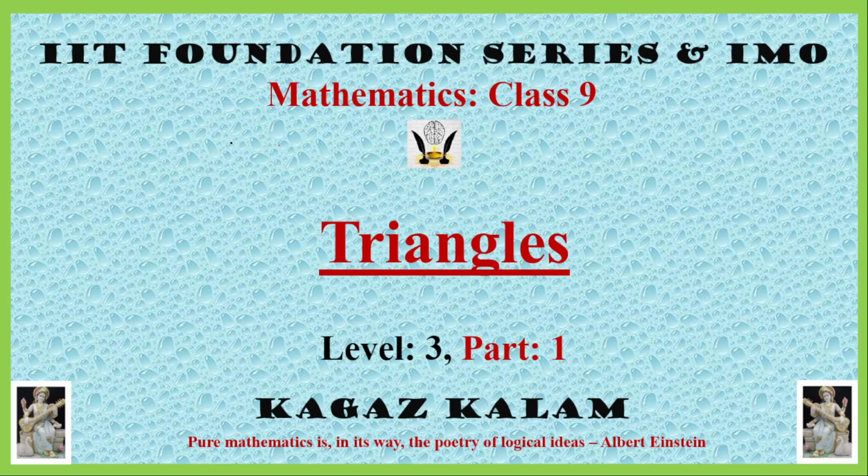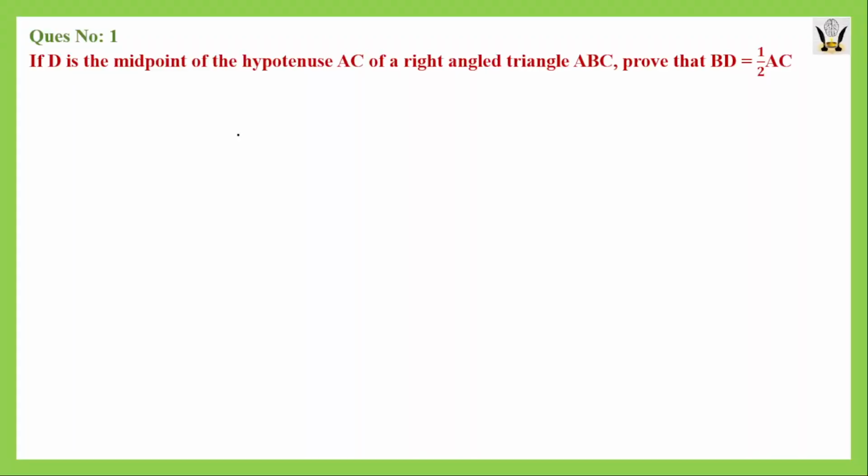Today we will solve a few interesting sums on triangles which are of level 3. So let's get started. The first one says that if D is the midpoint of the hypotenuse AC of a right angle triangle ABC, then prove that BD is equal to half of AC. So this is our triangle ABC and D is the midpoint of AC, and we will mark accordingly.